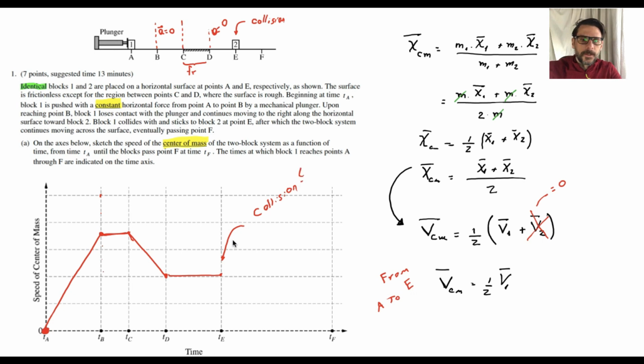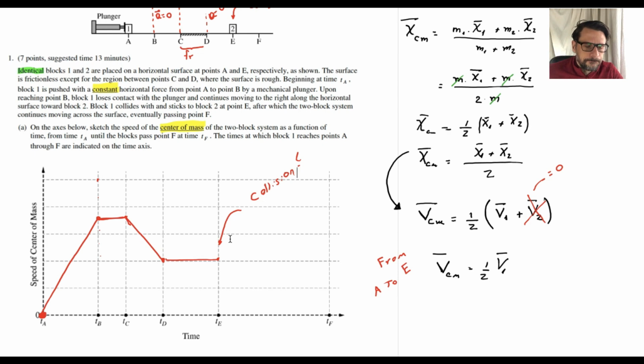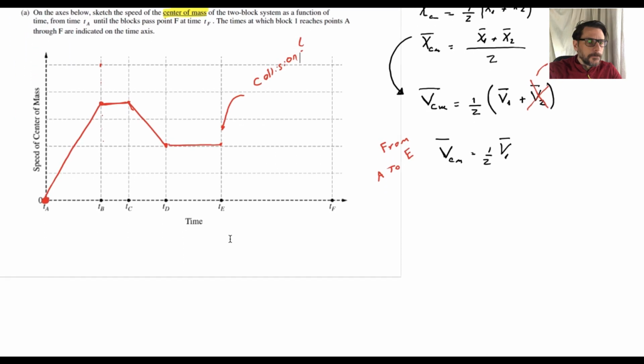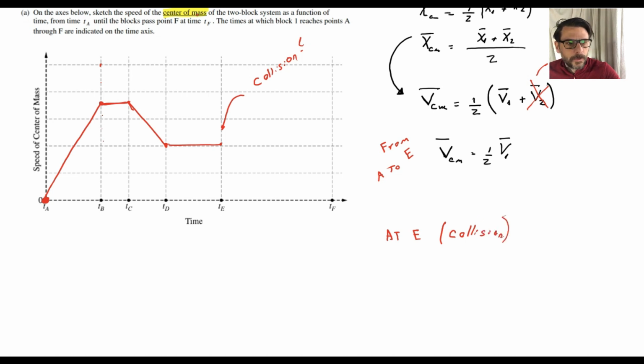Okay, so whenever two objects collide, we do know that there is a magnitude called momentum, linear momentum, that is conserved. So during the collision, let me just write it here, at point E, where the collision takes place, we do know that the momentum of the system is conserved. The momentum of the system.